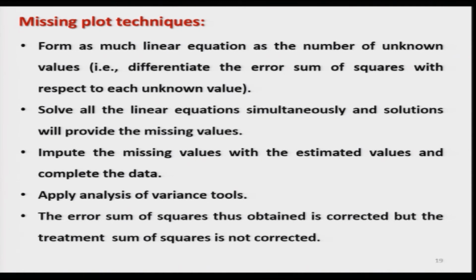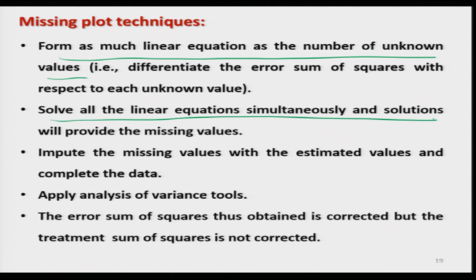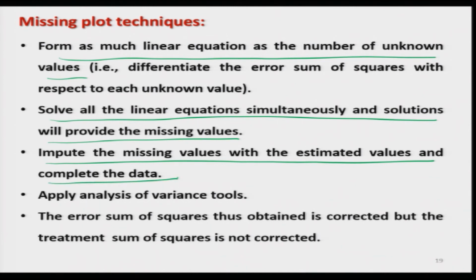Differentiate SSE as many times as the number of values that are missing, right. So, form as many linear equations as the number of unknown values, and then solve those linear equations simultaneously, and whatever the solutions are, they will provide us the value of the missing data. Then once we have obtained the value of the missing data, we impute the missing values with the estimated values and complete the data set. So, now the data set will look as if no value was missing in that sample.